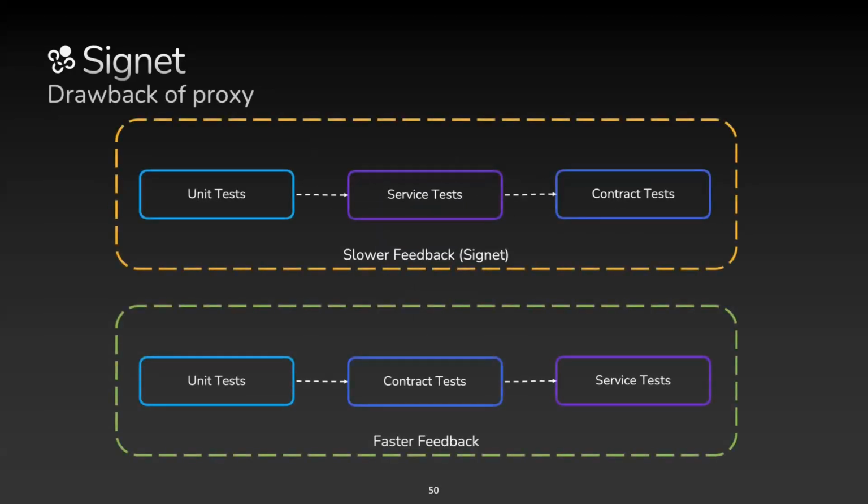The main drawback of using a proxy is that we must wait for the service test to finish executing before we can generate the contracts. As a consequence, the contract test will be performed after the service test. Ideally, we want to perform contract tests earlier since contract tests are faster than service tests.